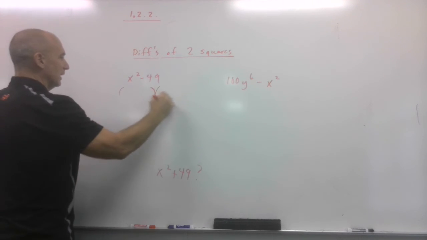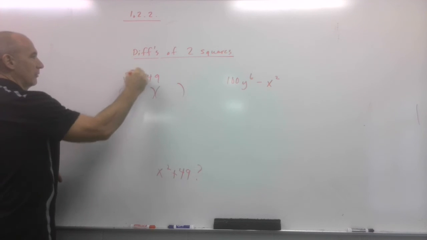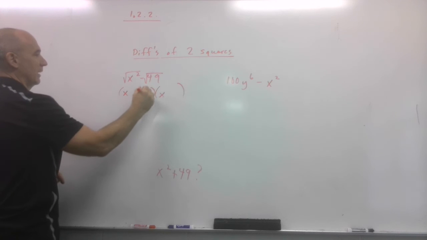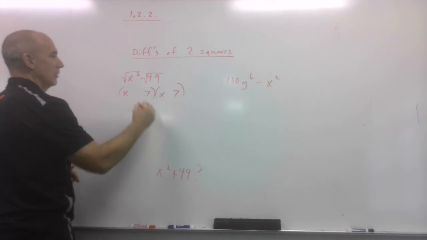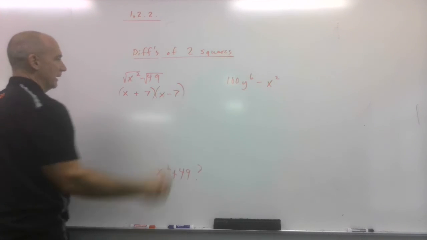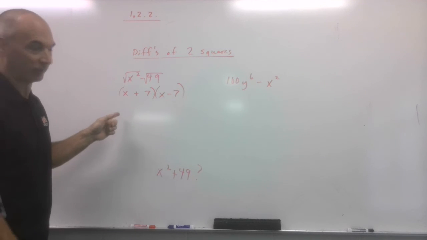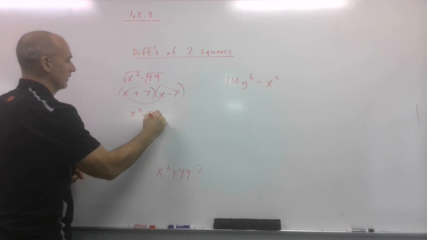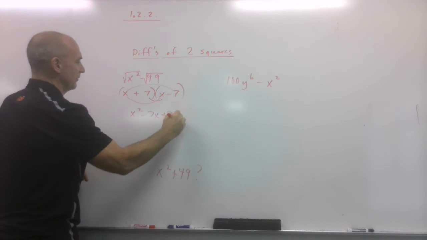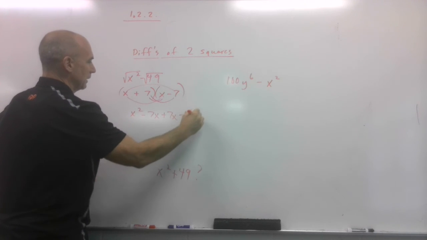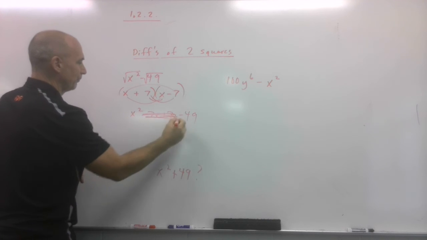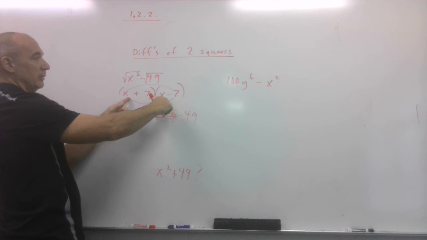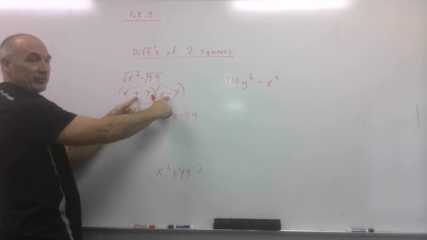So when you see these and you're asked to factor it, you take the square root of the first one, put it in the first place. Take the square root of the second one, put it in the second place. One's a plus, one's a minus. If you don't believe that that works, FOIL it out. X times x is x squared minus 7x plus 7x minus 49. You notice these two cancel? So I'm left with x squared minus 49. So it works. One's a plus, one's a minus.